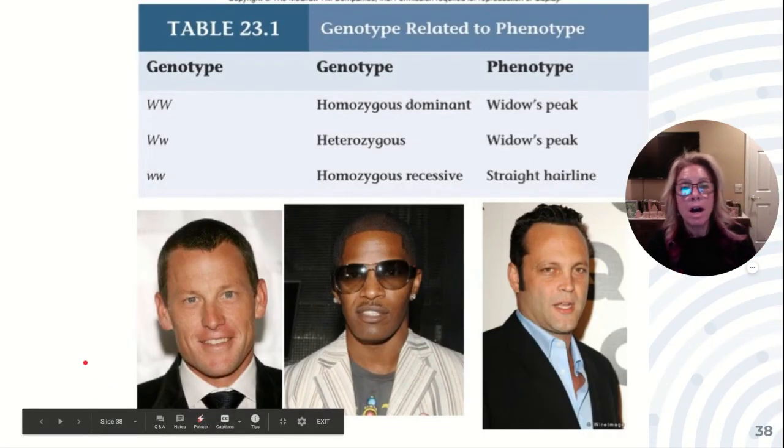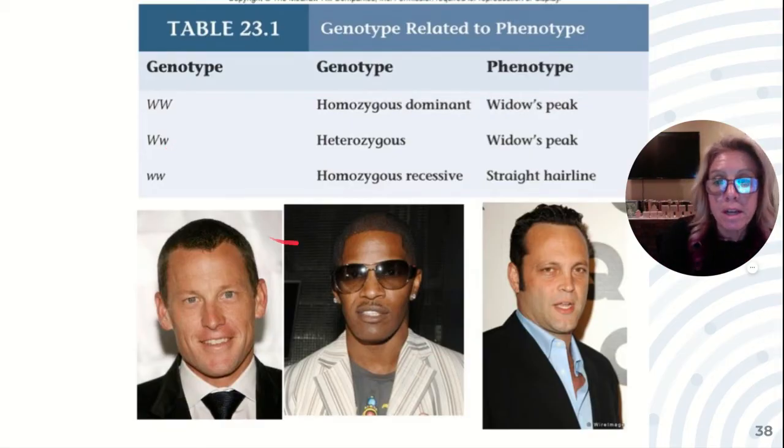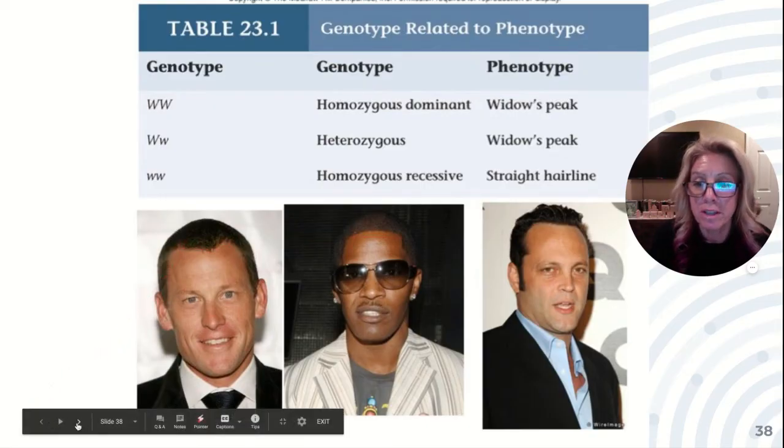All right, so another trait you can look at is widow's peak. Widow's peak is when the hairline comes to a point here. It might be a little point, it might be a big point right here, but this individual, this is Lance Armstrong, he has definitely a widow's peak. Now, to have a widow's peak, you could either be big W, big W, or you could be big W, little w. Either way, you're going to have a widow's peak. Here it's Jamie Foxx, right? He has a straight hairline right across. So to have a straight hairline would be homozygous recessive. The only way he could be that is 2 little w's.